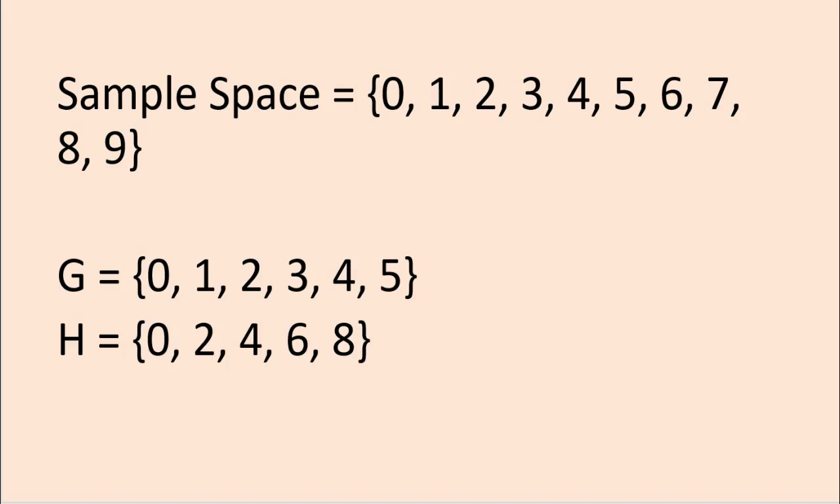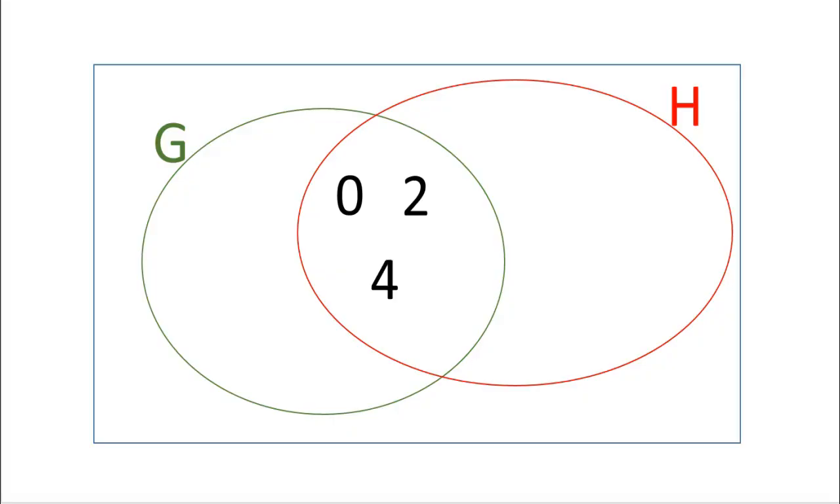Here's another example. See if you can draw a Venn diagram for the following. Here is your sample space, and we're interested in the events G and H. Pause the video, see if you can construct each of the Venn diagrams, and when you come back, we'll look at the solution. To draw the Venn diagram, we're going to start by building a rectangle, which represents the sample space, and we're going to draw an oval for G and one for H.